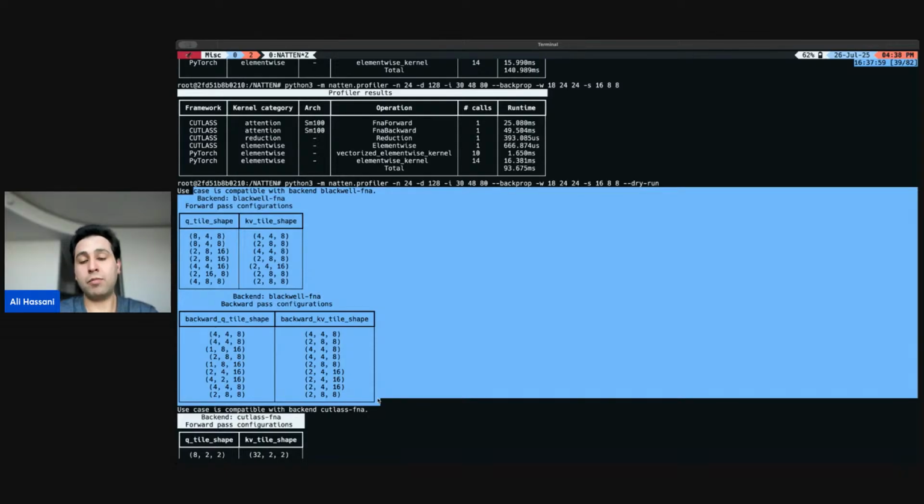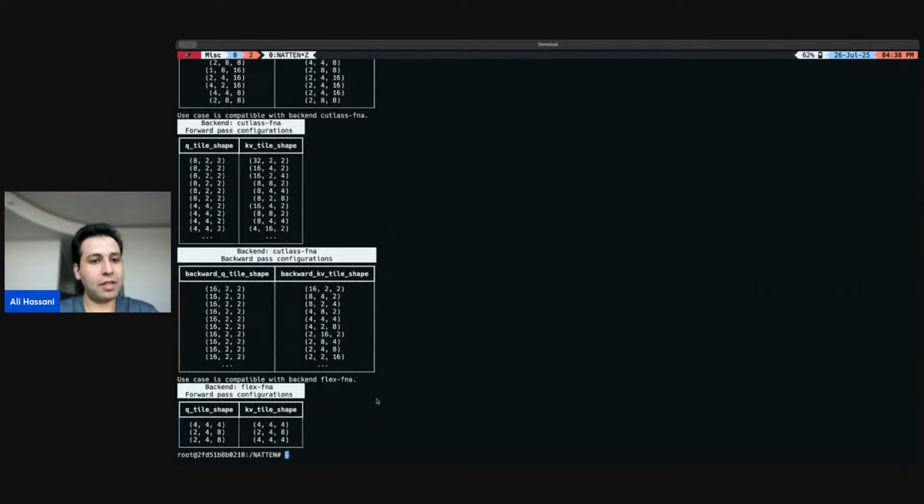I can choose to search these however I like. Later, when we have the NATTEN simulator, you can just run that through it, or you can just pick one that you think would be best. Same thing with the Cutlass FNA backend, which again is compatible, although we truncate the results because there are too many of them. Again, just read the docs. It's super easy to explore all of them. And almost everything's compatible with Flex.